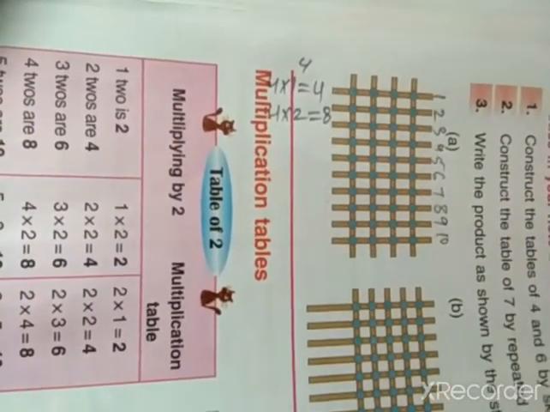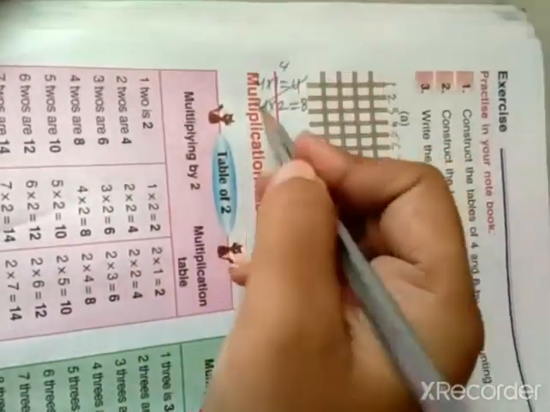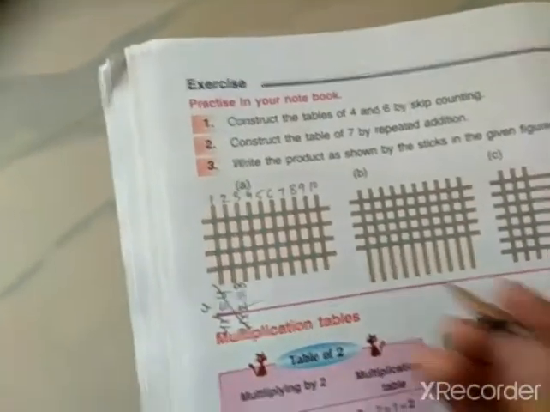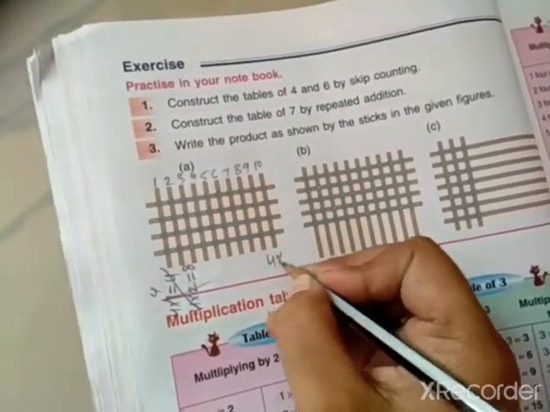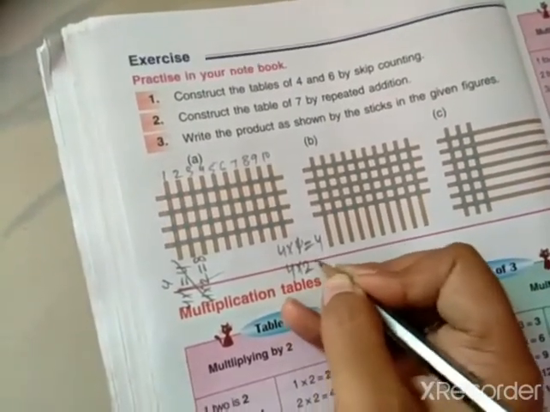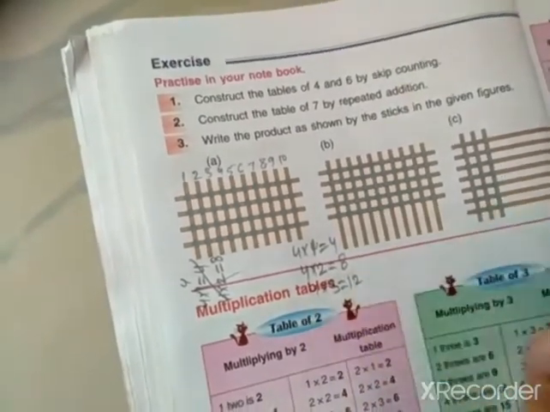table of 4. ठीक है, तो आप table of 4 ऐसे ही लिखेंगे जैसे मैंने बताया था, but don't write like this. Okay, this is the method I am teaching you that how to write, but you have to write like 4 1 ja 4, 4 2 ja 8, 4 3 ja 12. आपको ऐसे लिखना है in the copy.